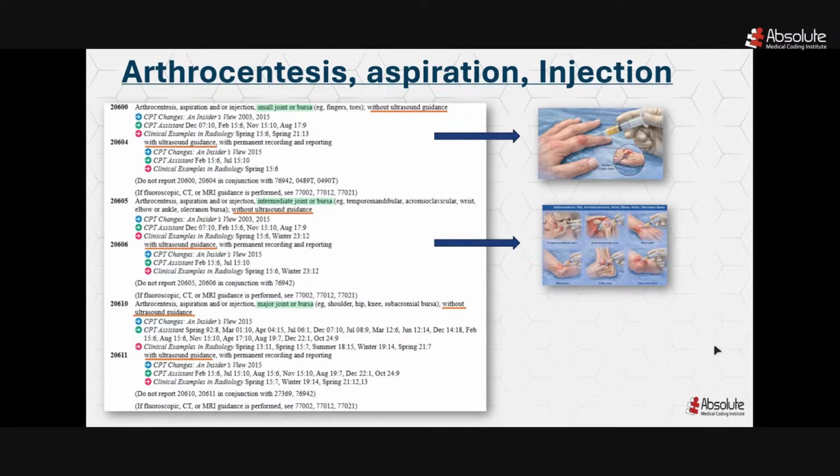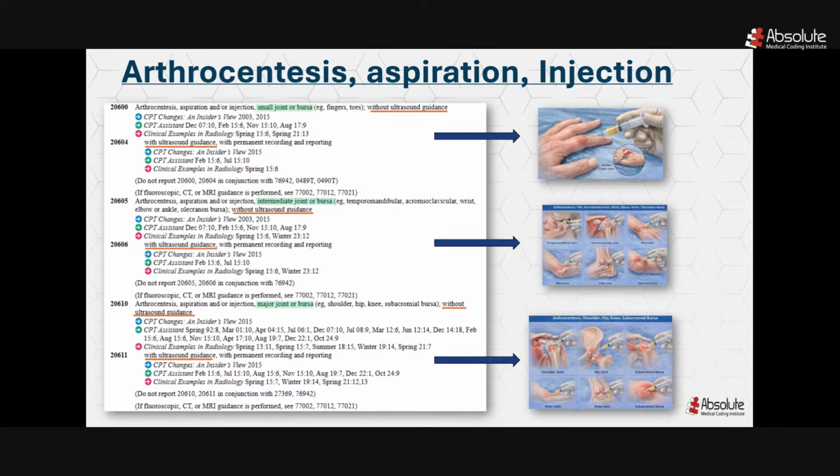And finally, we have major joints or bursa like the shoulder, hip, knee, or subacromial bursa. Here we use 20610 when the procedure is performed without ultrasound guidance, and we use 20611 when arthrocentesis is performed with ultrasound guidance.